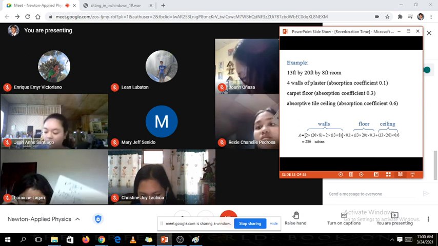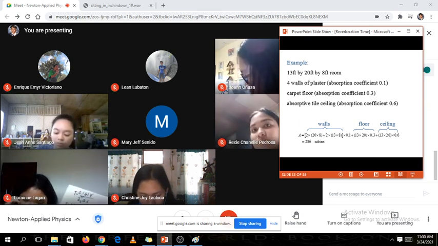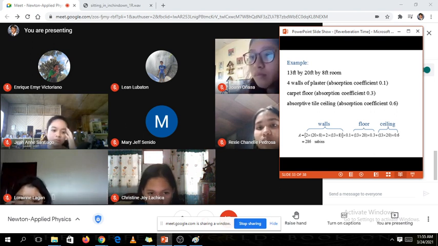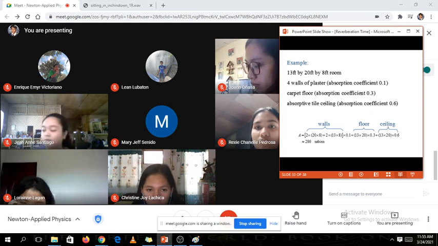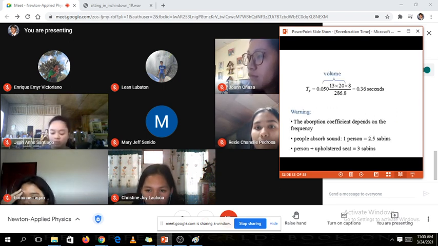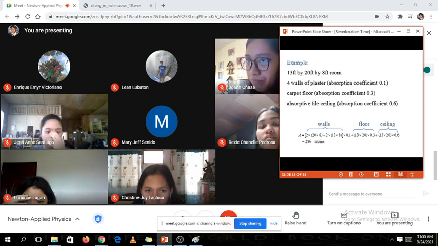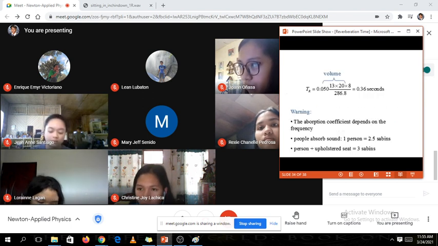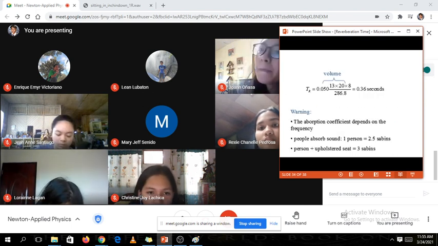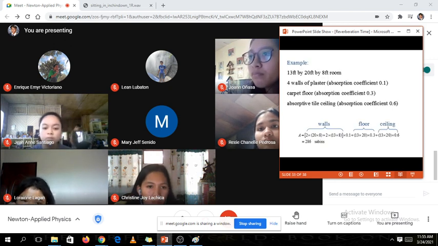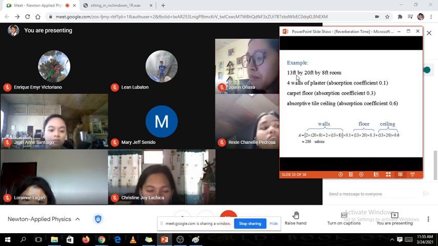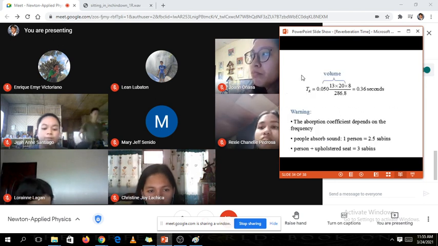Did you get how we got the walls, floor, and ceiling, that is 2 times 20 times 8 plus 2 times 13 times 8? That is for the surface area of your rectangular prism. Your room is a rectangular prism, right? Then, once you have solved for the total absorption coefficient, you can substitute the values. So, 0.049 because we are using feet units. Correct? Feet is the unit. So, 0.49 or rounded off to 0.50.